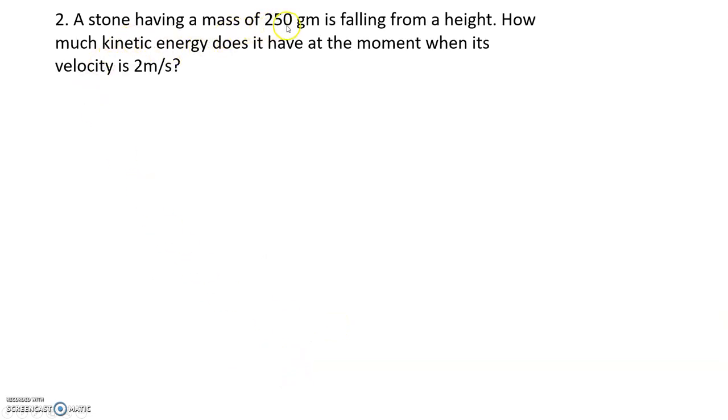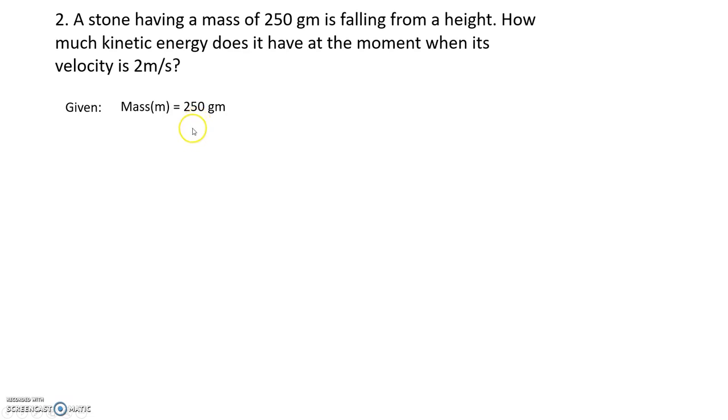A stone having a mass of 250 grams is falling from a height. How much kinetic energy does it have at the moment when its velocity is 2 meters per second? So mass is 250 grams, which is in the CGS system, and velocity is 2 meters per second, which is in the MK system. So we have to have the same unit in the same sum. So 250 grams, let us convert it into kilograms so that both the units will be in the MK system.